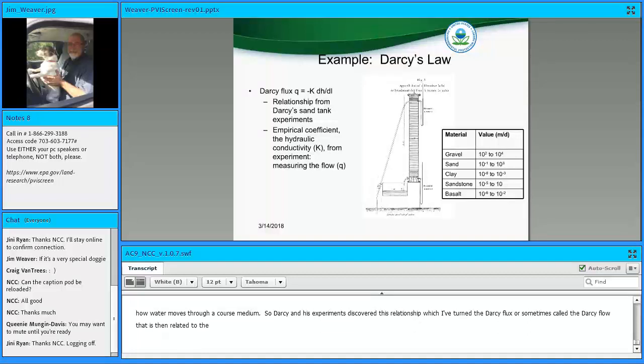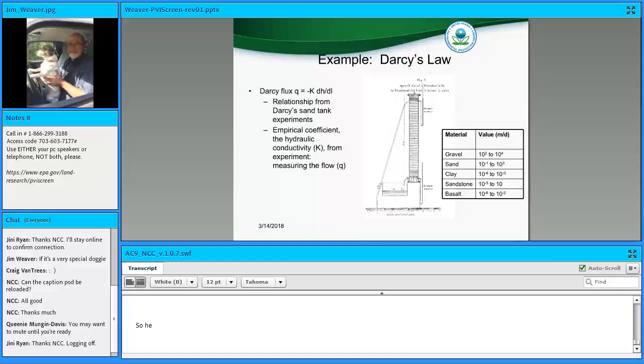Okay, and this is a relationship he determined from his sand tank experiments when, just to relay the history, he was designing filters for the city of Dijon, France in 1856. So he determined this relationship, but it has an empirical coefficient called the hydraulic conductivity. And you only know the hydraulic conductivity from making a measurement, measuring it.